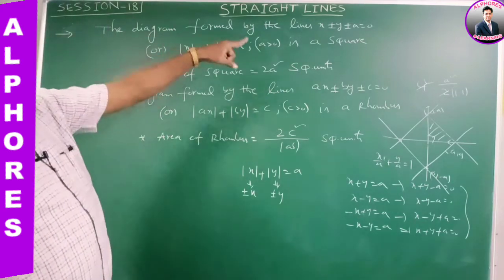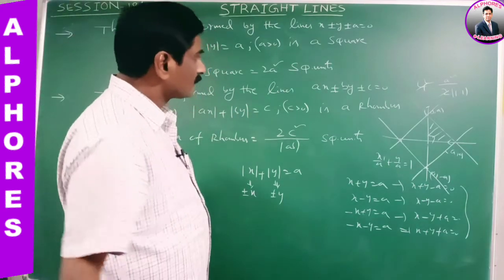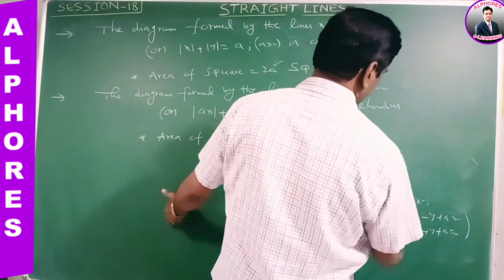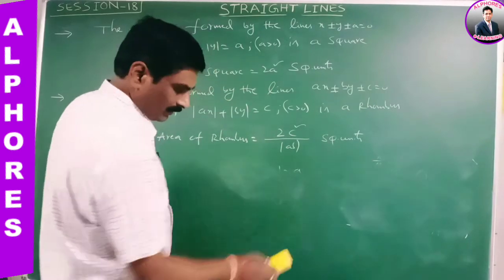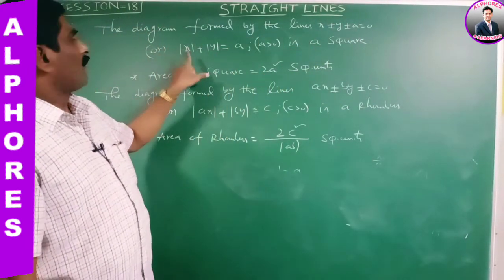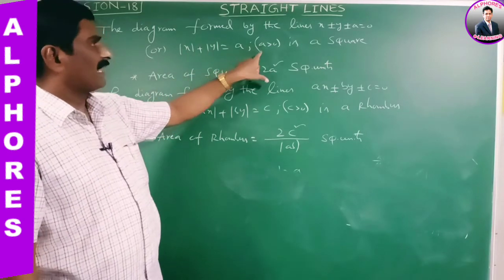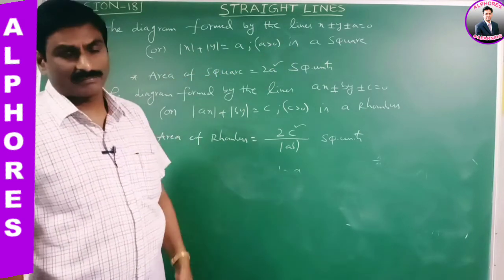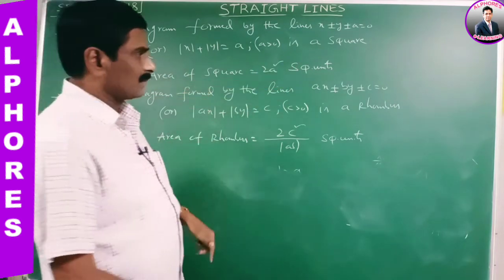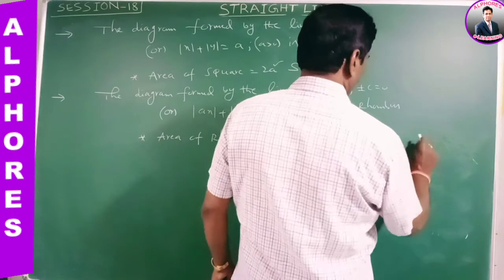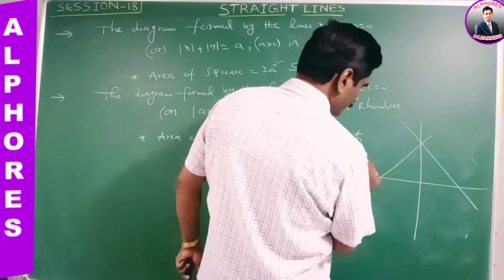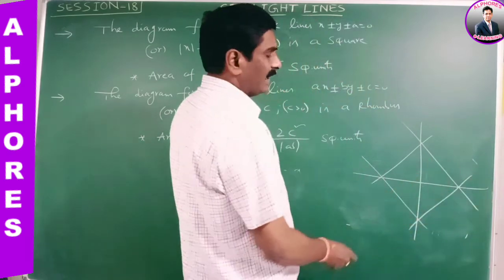The diagram formed by the lines x plus or minus y plus or minus a is equal to 0, or mod x plus mod y is equal to a, where a greater than 0, is a square. Area of the square is equal to a square units. Please note the diagram. The diagram is in this way. Okay, it is the square.